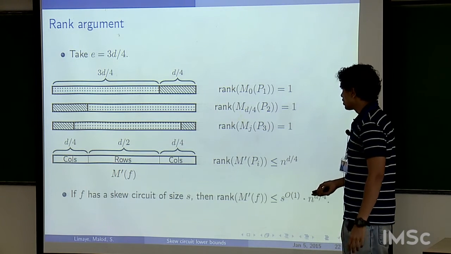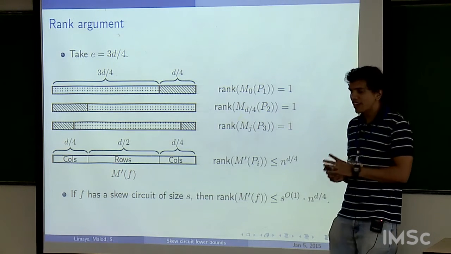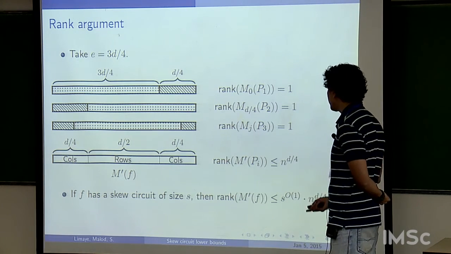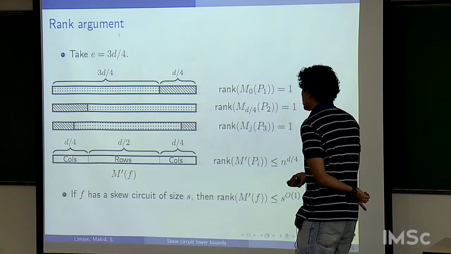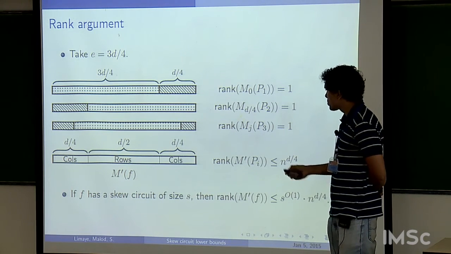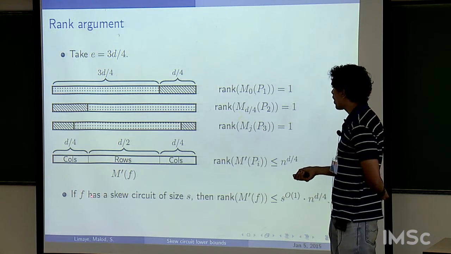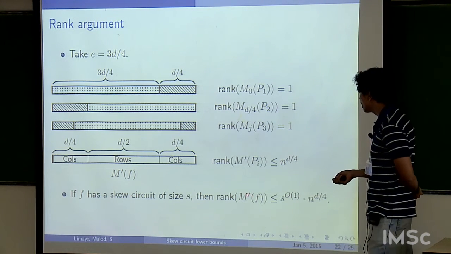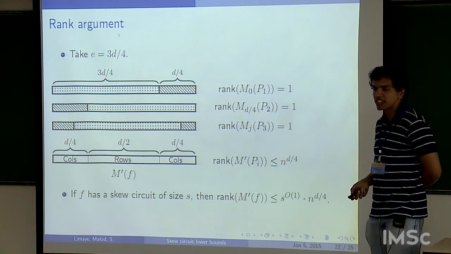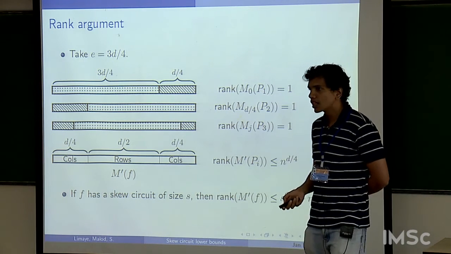Actually, once I tell you this fact, it's not very hard to prove. Just leave that as a small aside. And once you have this fact that every product polynomial has small rank with respect to this matrix, then you can say that if f has a skew circuit of small size, its rank with respect to this matrix M prime is at most polynomial in S times n to the D by 4.